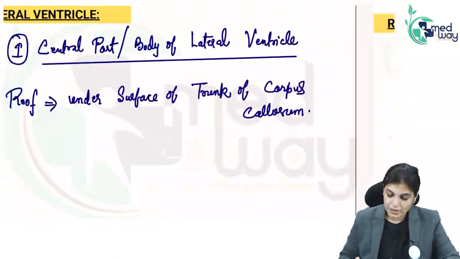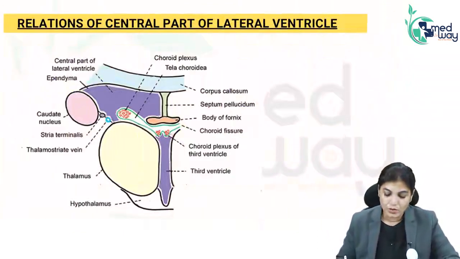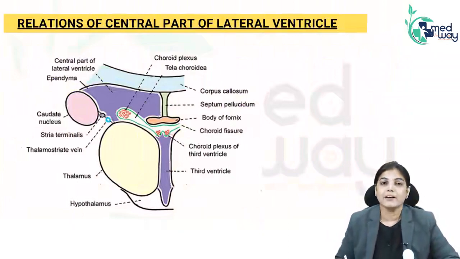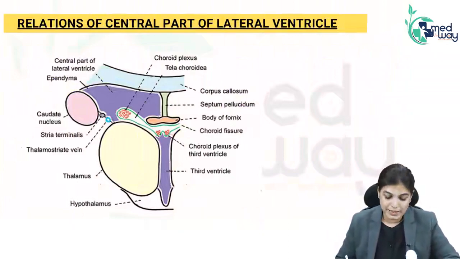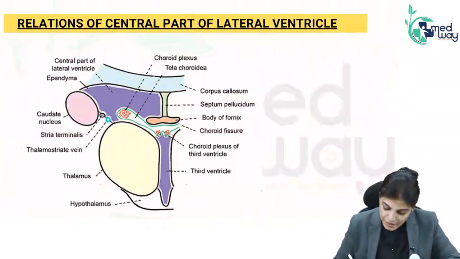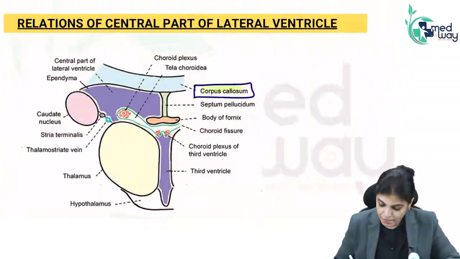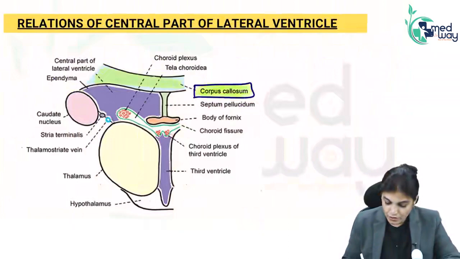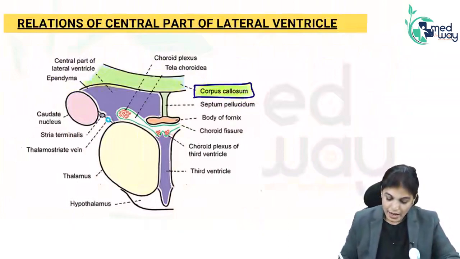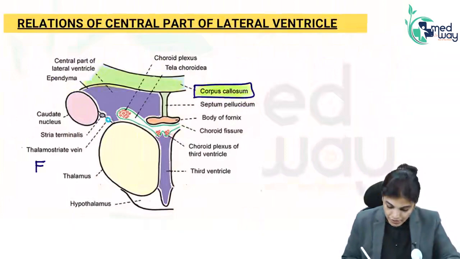Okay? So here I just want you to see, this is a coronal section, a schematic diagram showing the coronal section to understand the relations of the central part of the lateral ventricle. Here you can see superiorly, this is the corpus callosum which I am talking about. This is forming the roof. Got it? And if I am talking about the floor, all these structures will form the floor.